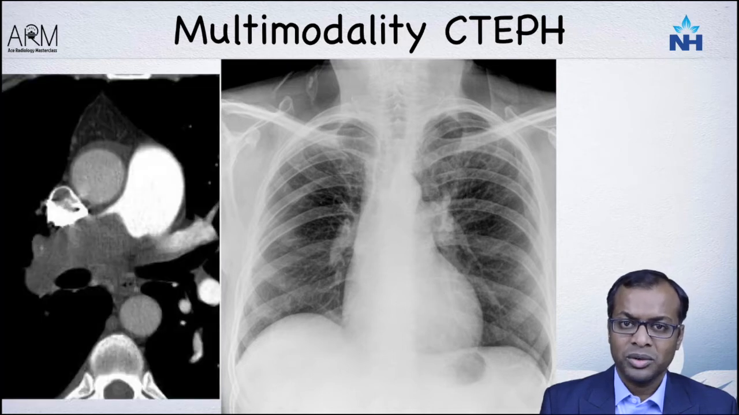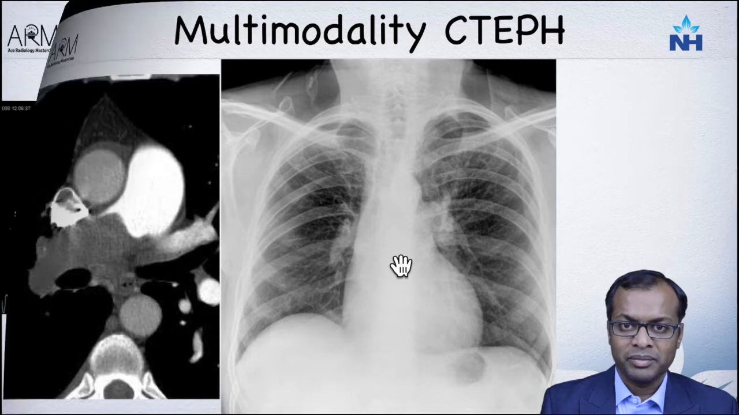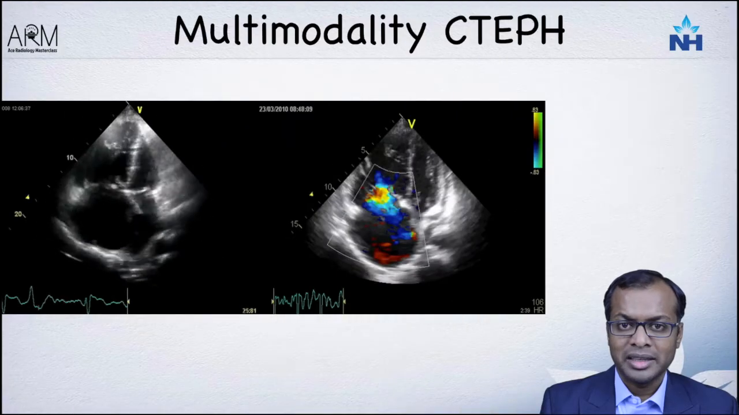This is what is called a Westermarck sign, where you lose the central pulmonary artery secondary to chronic thromboembolic disease in these vessels. So always look for central vasculature on a chest radiograph to make sure that there is no occlusive disease. The next important modality is echocardiogram.